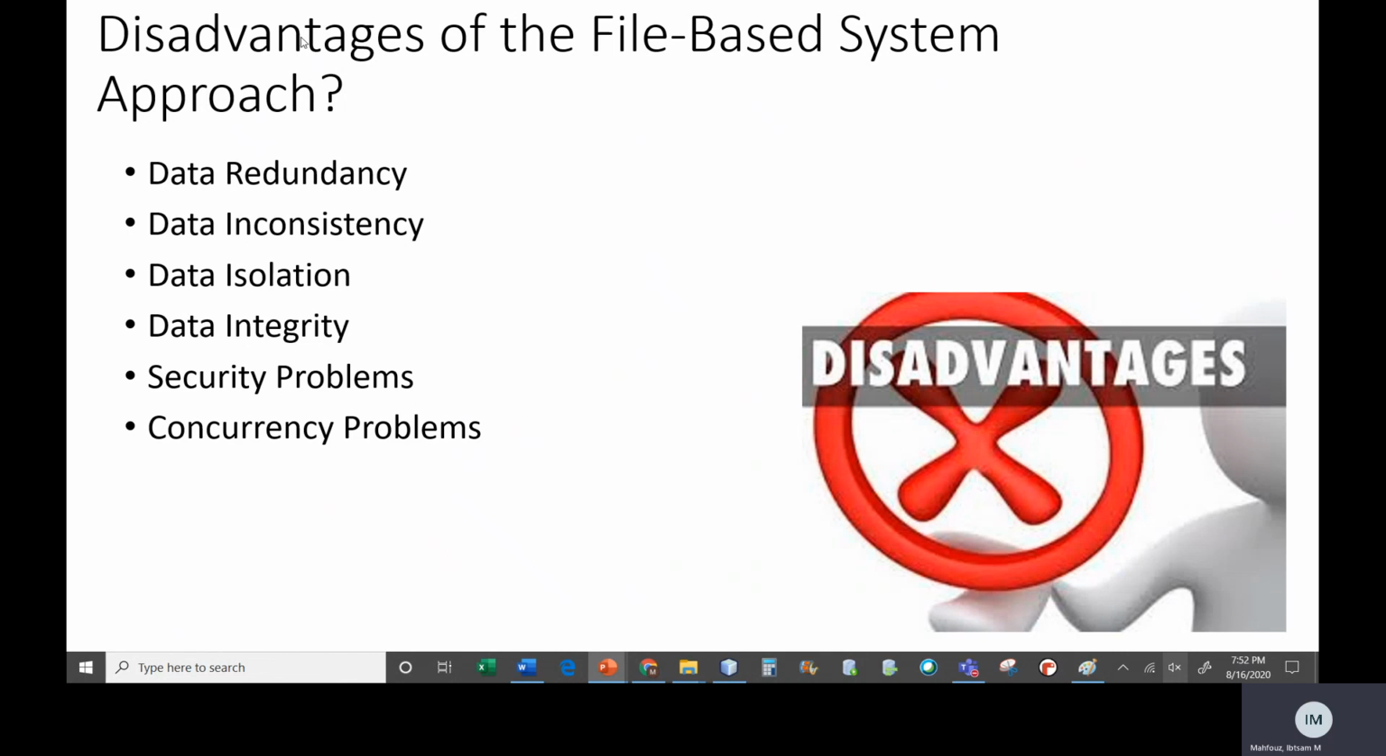What do they mean? Now, I just want to tell you beforehand that all of these words, you will need to know the definitions for them, so that when I ask you about them on an exam, you will be able to identify what it means for something to have a data redundancy or an inconsistency.